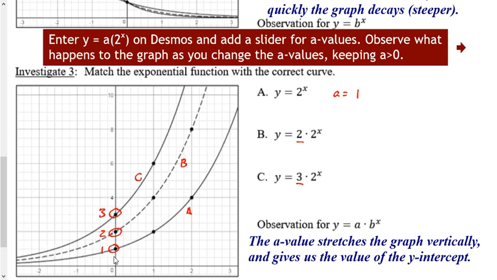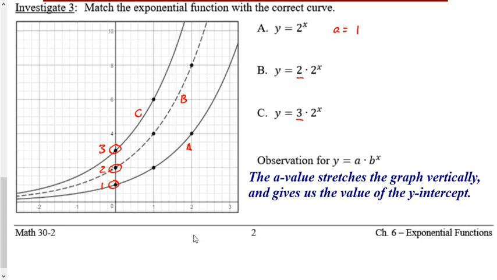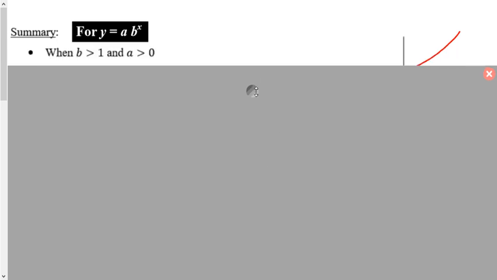So there we have an introduction to the ideas of this chapter and how exponential functions work. On this next page, we'll just do a summary as we fill in the information that we have. So here we have y equals a times b to the x. And to begin with, we're going to summarize what happens if our b value is greater than 1 and our a value is greater than 0.